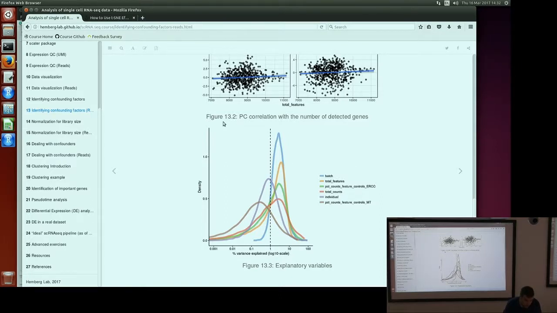Okay, so that is an overview of some approaches to identifying confounders, and the next step we're going to go into in the next chapter is normalization for library size. So Tallulah will do that in a minute. Any other questions coming to mind before we approach normalization?